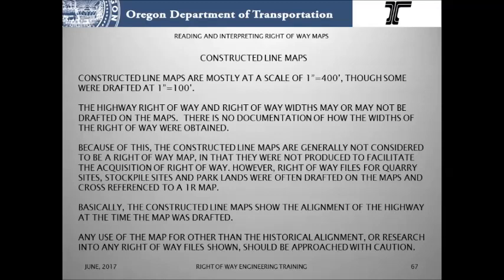However, right-of-way files for quarry sites, stockpile sites, parklands, they were often drafted on the maps and they were cross-referenced to a 1R map. So basically, constructed line map shows the alignment of the highway at the time the map was drafted. Any use of the map for other than the historical alignment or research into any right-of-way files shown should be approached with caution.